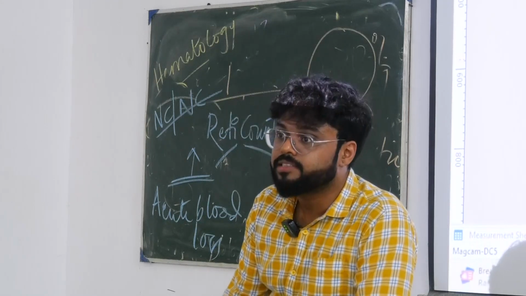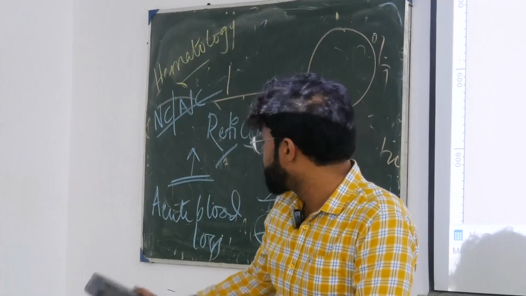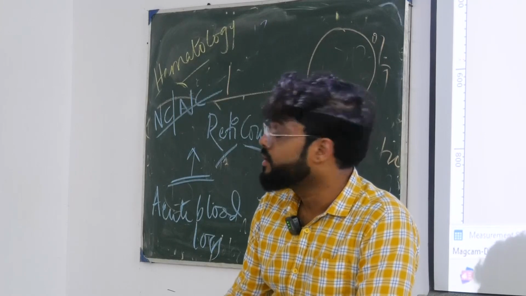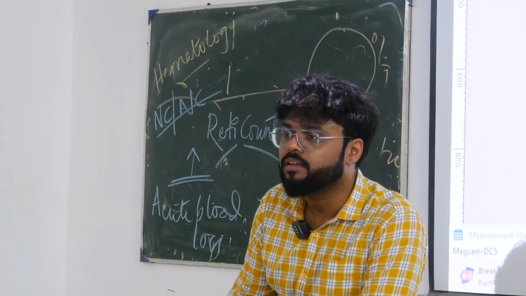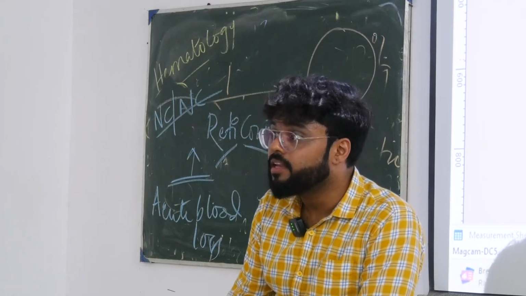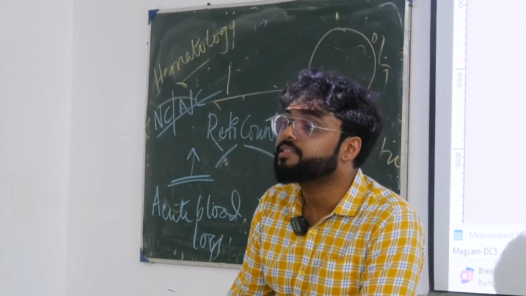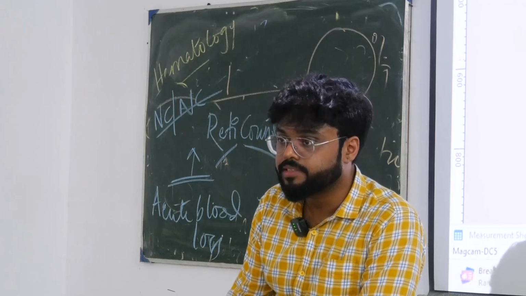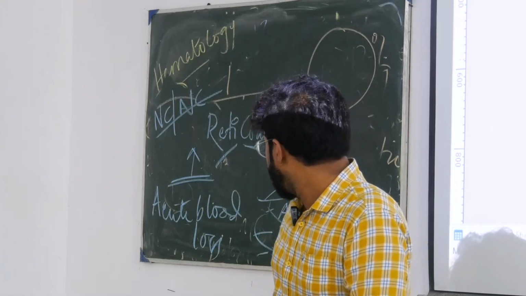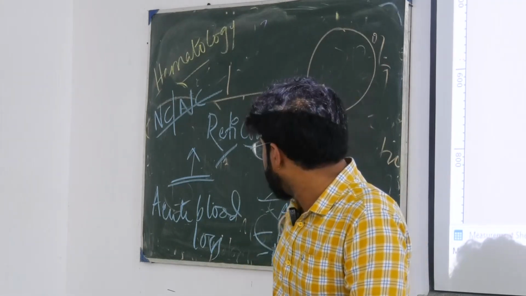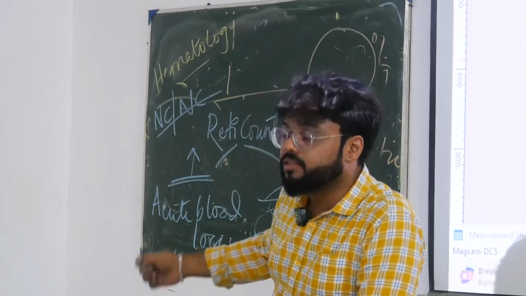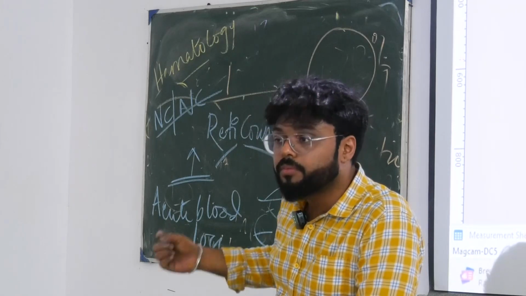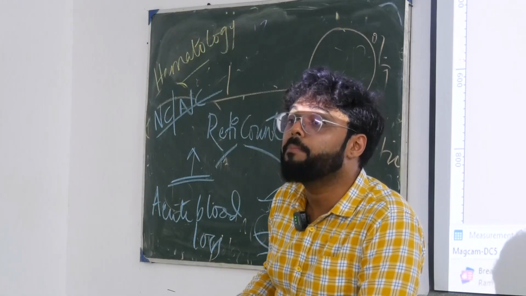If there is increased reticulocyte count, it is due to acute blood loss. And if there is chronic blood loss, then what will happen? If there is chronic blood loss, then it causes iron deficiency anemia. Second is aplastic anemia, that is normocytic normochromic, decreased reticulocyte count. The causes are aplastic anemia, autoimmune hemolytic anemia, and anemia due to marrow infiltration.